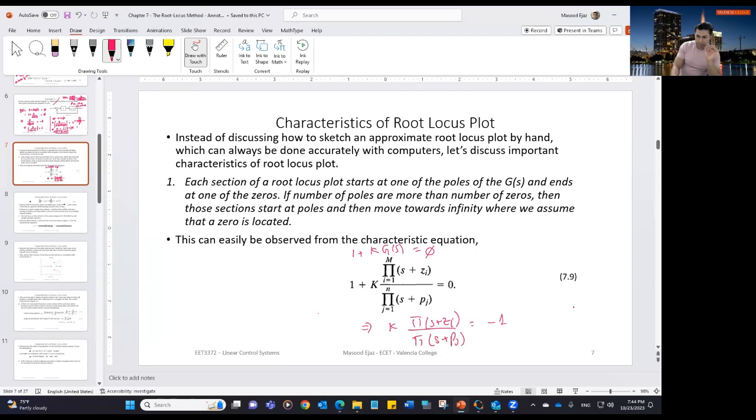Is equal to -1. And k will be equal to the product of all the poles divided by the product of all the zeros, cross multiply, and the magnitude we are taking, so we're going to do the magnitude of it. So observe that the product of zeros is in the denominator.